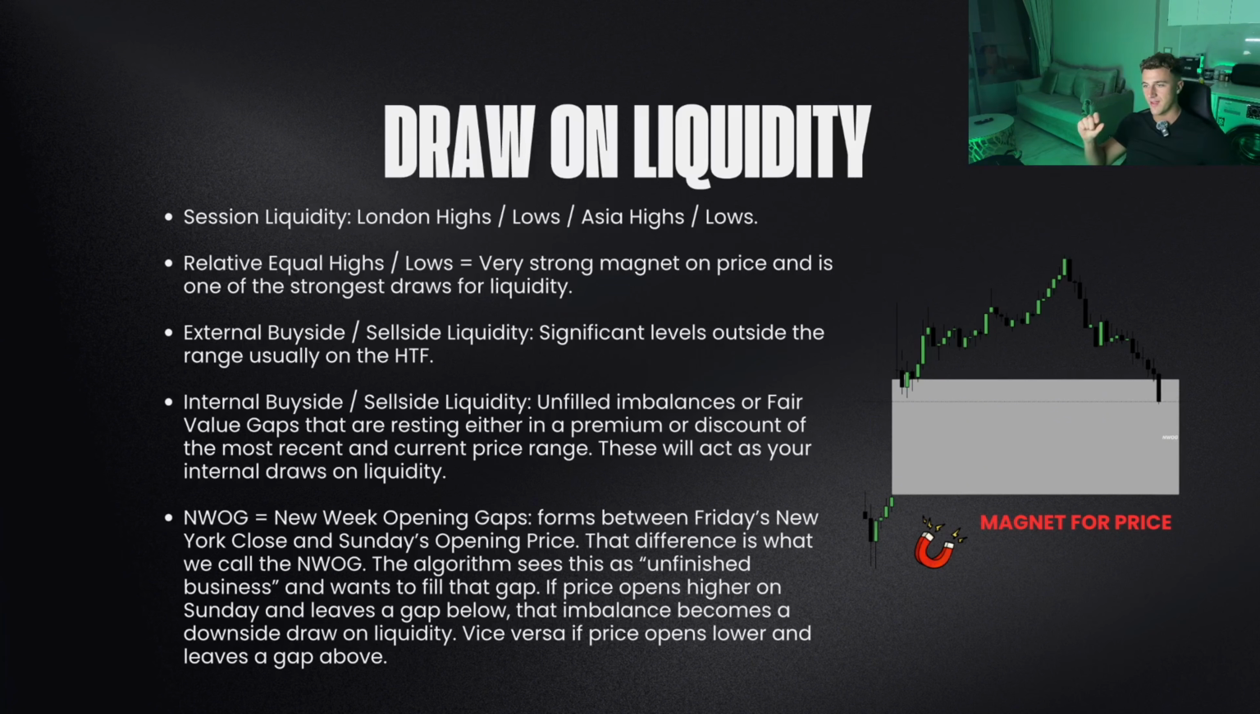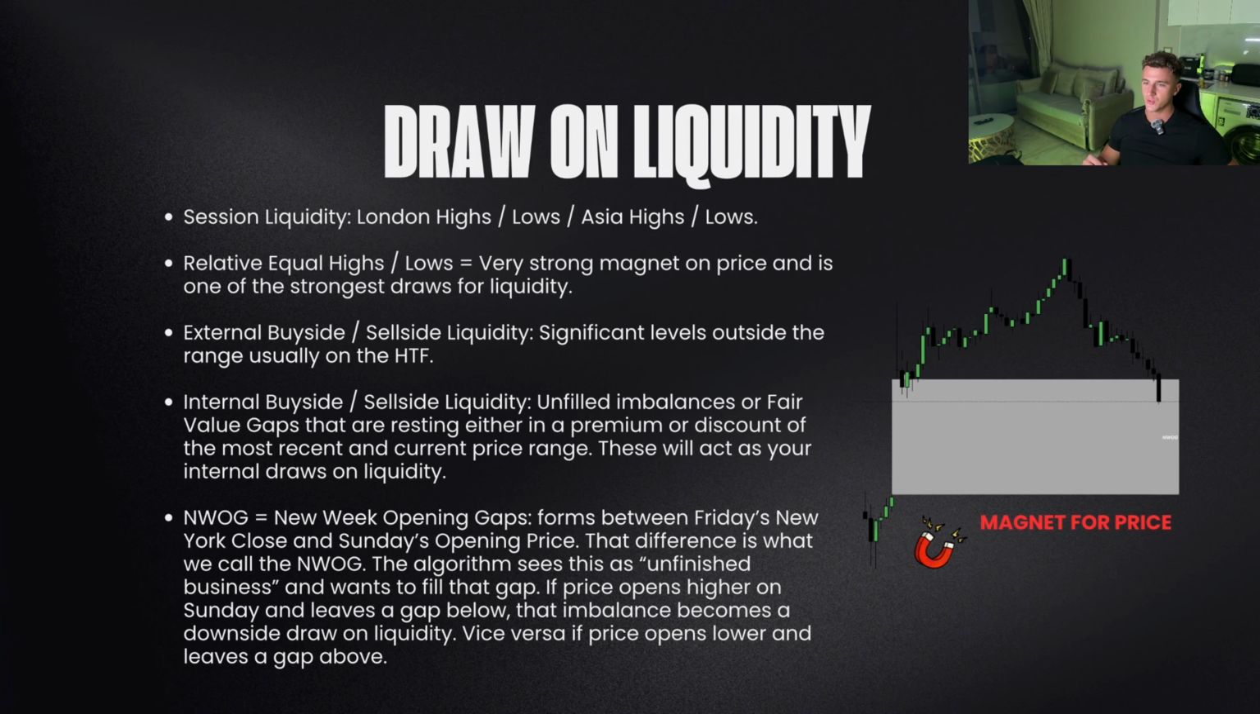If we find a fair value gap that's not been tapped into yet and is actually sitting in a premium or in a discount, let's say you're going long, you're targeting a premium, you can target that inefficiency resting in a premium as your draw on liquidity. Same goes for if you're shorting and you're targeting a discount. You can target that fair value gap, which is unfilled, resting below 50% inside of a discount, okay? These will act as your internal draws on liquidity.